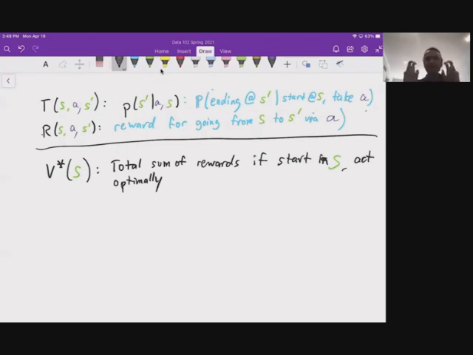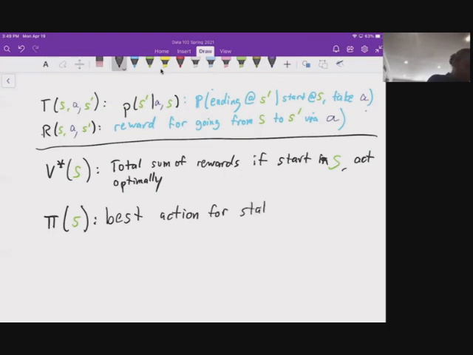Okay, and what does acting optimally mean? Well, we have to define our policy. We have our policy, which we're going to use the letter pi for. This is not 3.14, this is just pi as in the policy. And pi is a function of a state, and this is the best action for state S.